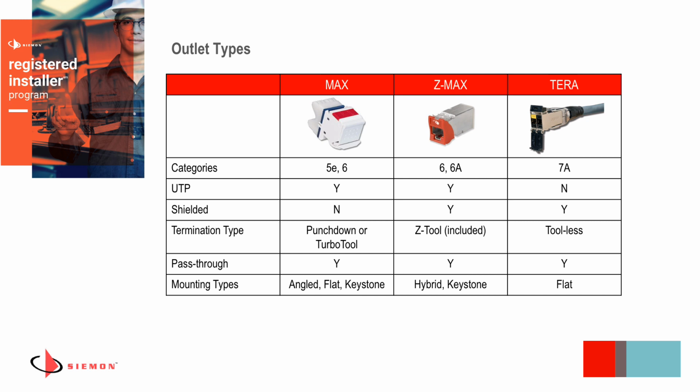And our ZMAX outlets are available for Cat 6 and 6A in both shielded and UTP. And the termination style for that is with a Z tool, which is included with each box of 50 of those outlets. That Z tool is a unique tool to Siemens, but it's designed to actually be much simpler to work with than a punch down tool.